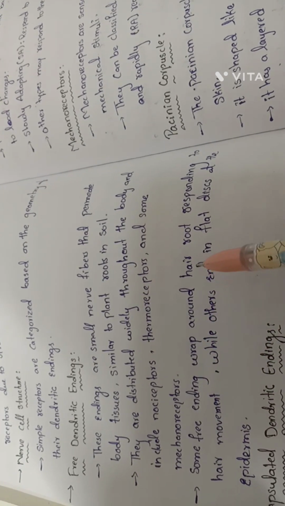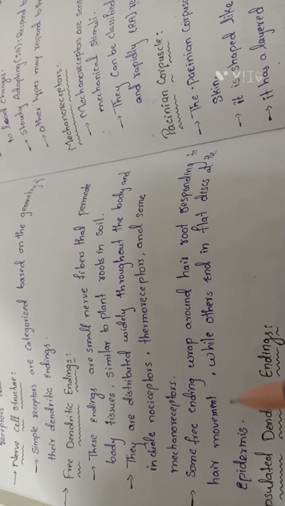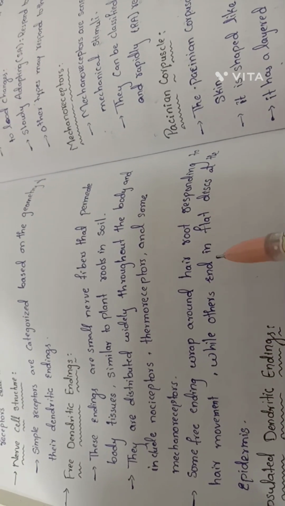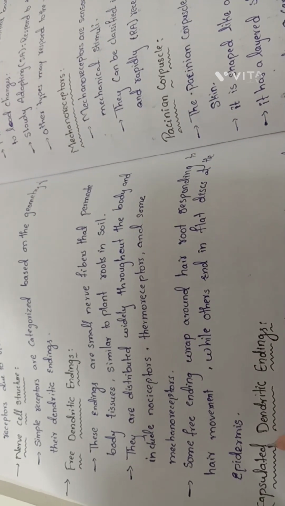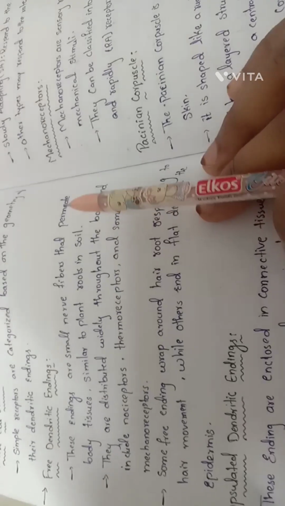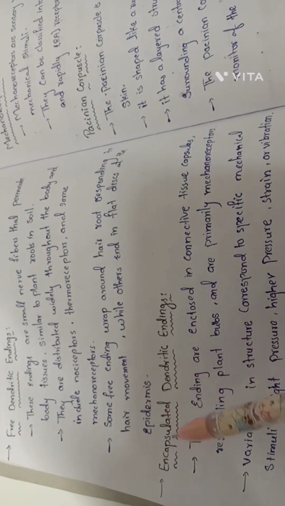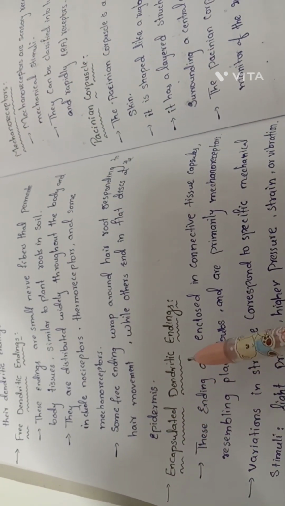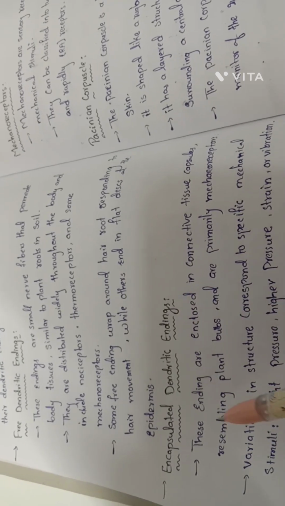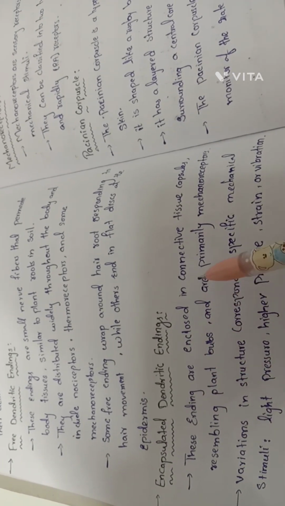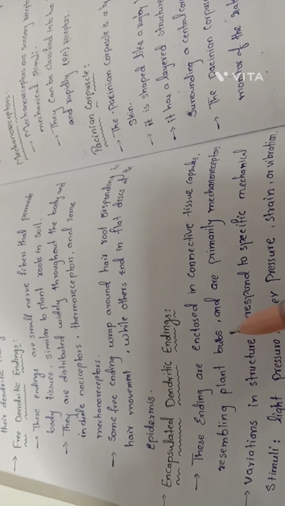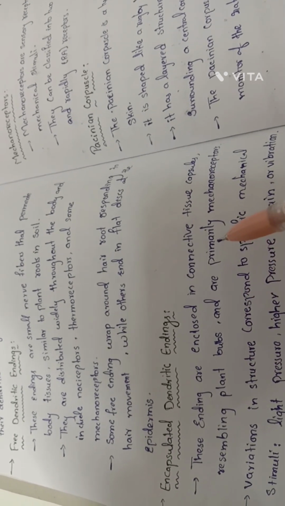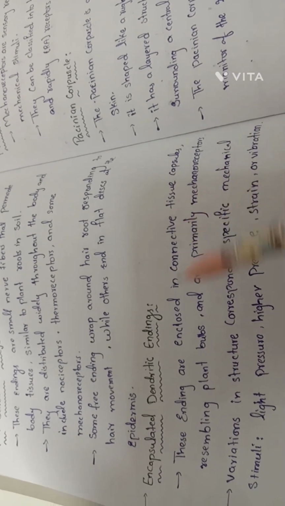Some free endings wrap around the hair root, responding to hair movement, while other endings end in flat discs at the epidermis. Encapsulated dendritic endings are enclosed in a connective tissue capsule resembling plant bulbs and are primarily mechanoreceptors.